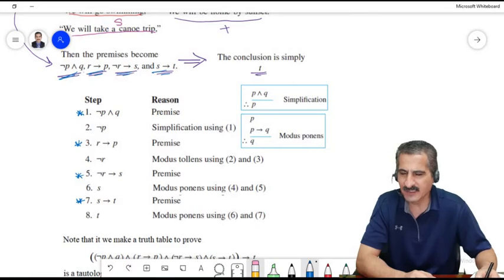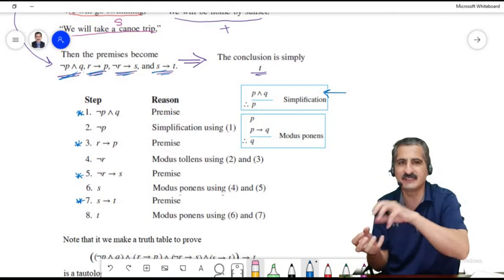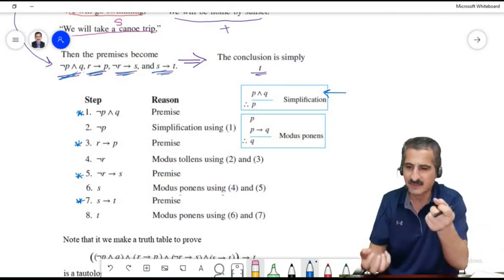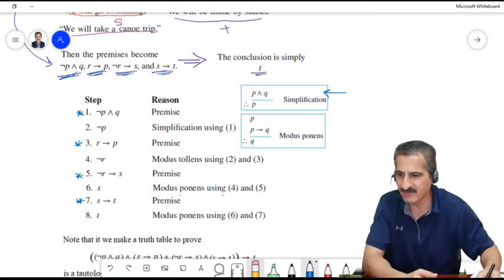It gives not P. This uses the simplification. We have a statement and another statement joined by and, so each of them is happening. We take the first one: we have not P and Q, so not P is happening for sure.